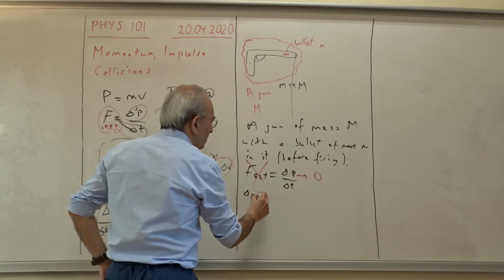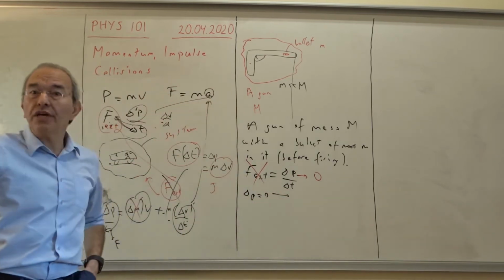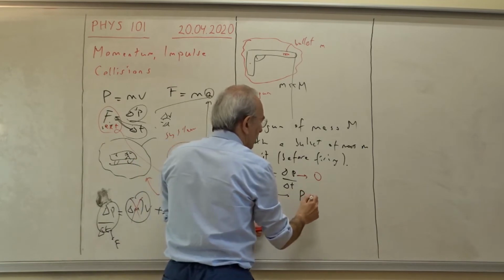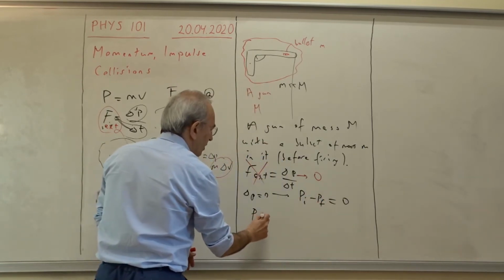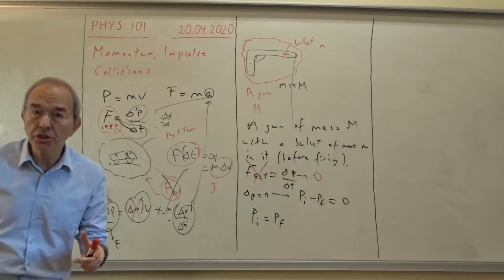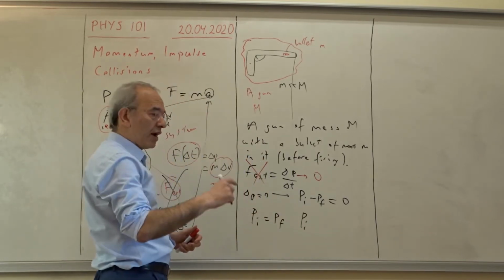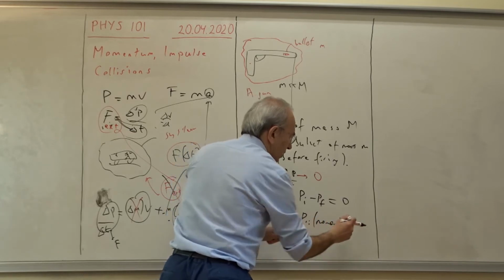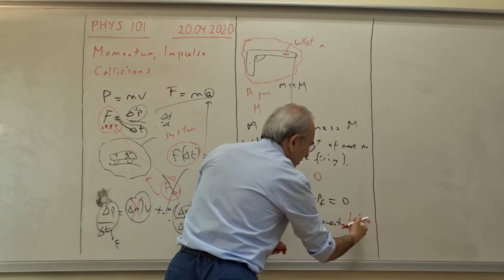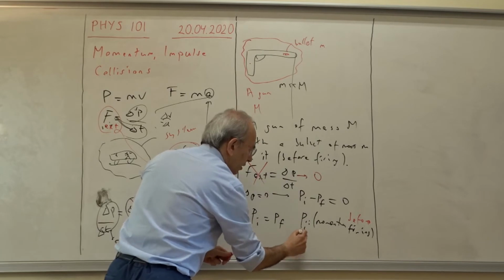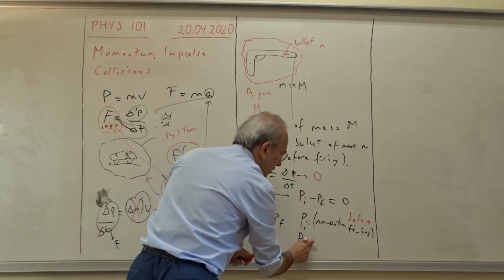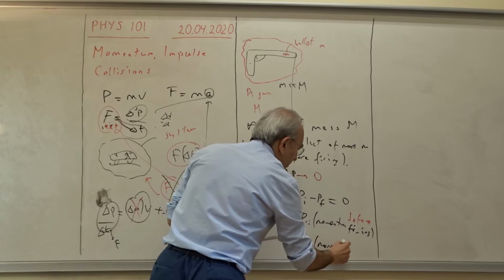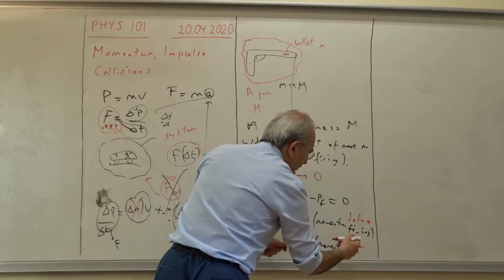So delta P equals zero. What is delta P, or delta of anything? Its final value minus initial value, or vice versa depending on the case. P initial minus P final should be zero, so we understand that P initial is equal to P final. What is P initial? It is the momentum at the beginning, before firing. And P final, as its name implies, is the momentum after firing, just after firing, as we will see.